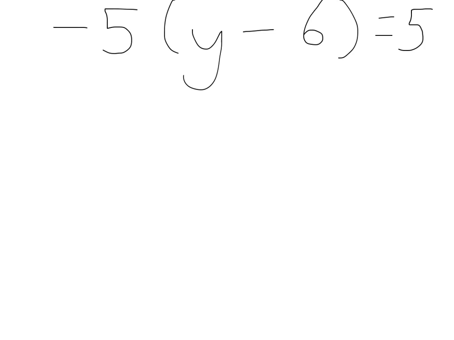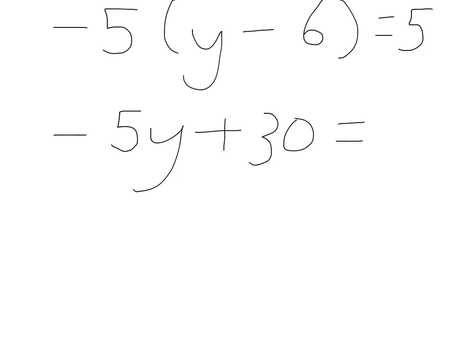Minus 5 times y will give us minus 5y. And then we've got minus 5 times minus 6. So that's going to leave us with positive 30 equals 5. At this point, quite a few of you did make a mistake and you wrote minus 30. But remember, if we times a negative number by another negative number, the product is positive. So you have to make sure that you've used the correct sign in front of that number, and in this case it's definitely positive 30. From here it should be fairly straightforward for you to solve.